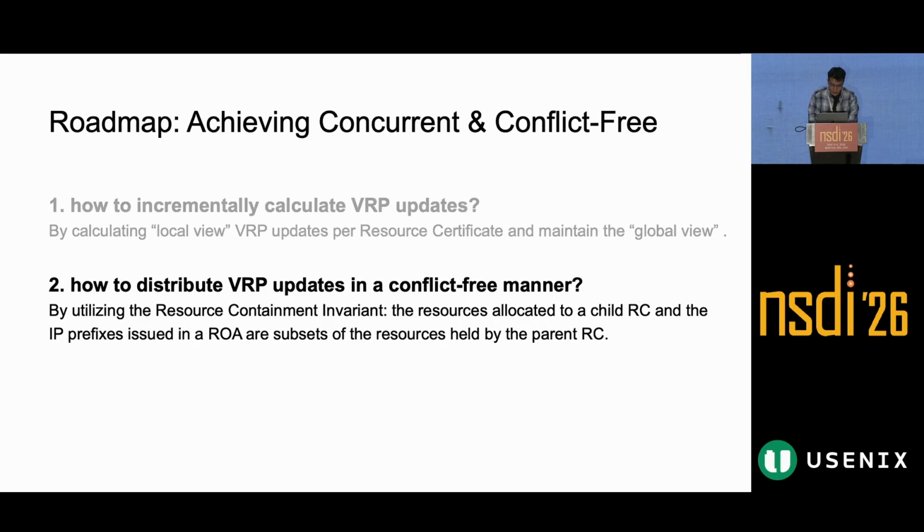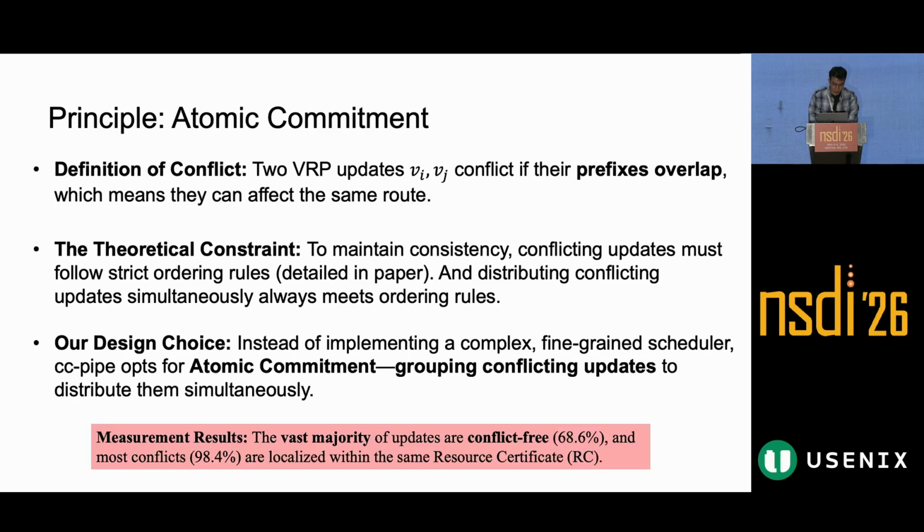And the second step in our roadmap is how to distribute VRP updates in a conflict-free manner. We define two VRP updates as conflicting if their prefixes overlap, meaning they can affect the same route. And our theoretical analysis shows that to maintain routing consistency, conflicting updates must follow strict ordering rules.